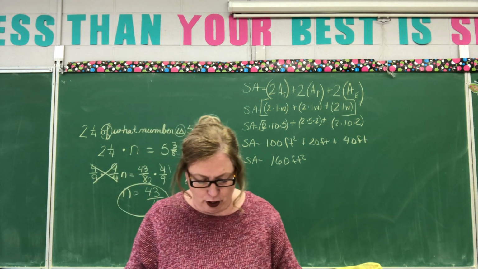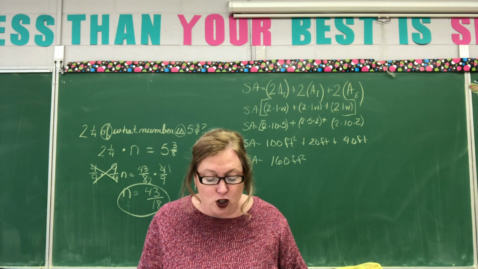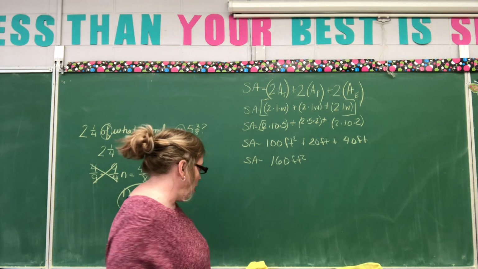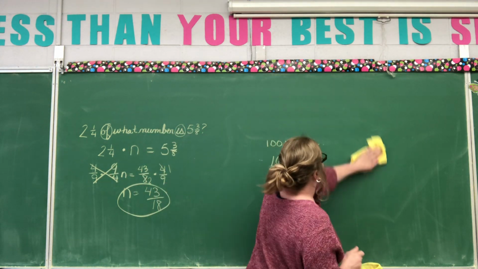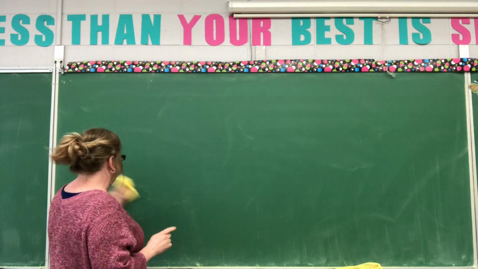Look at number 15 in your book. Find the volume of this right circular cylinder. The dimensions are in feet, okay? So let's think about this. We're going to find, first of all, what shape are we using? We're using a cylinder, okay?